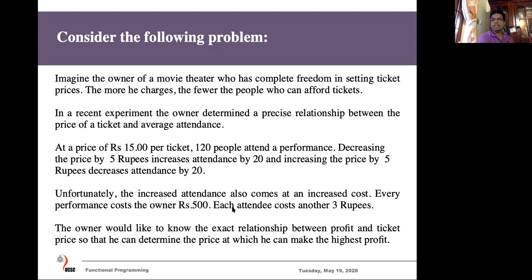Then he wants to find out its cost. So the owner realized that every performance costs minimum rupees 500 and each attendee costs additional 3 rupees. Usually there is a base cost of 500 rupees and then there is a cost for each attendee, that is 3 rupees per attendee. So that is his cost to run this show. So in this problem we ask, what would be the best price for him to maximize his profit?